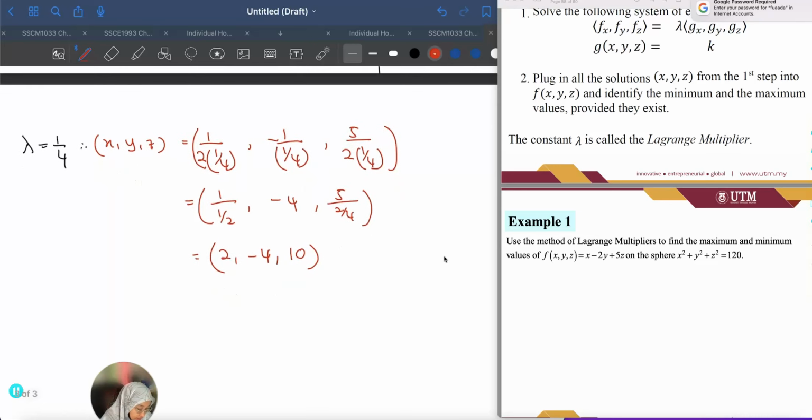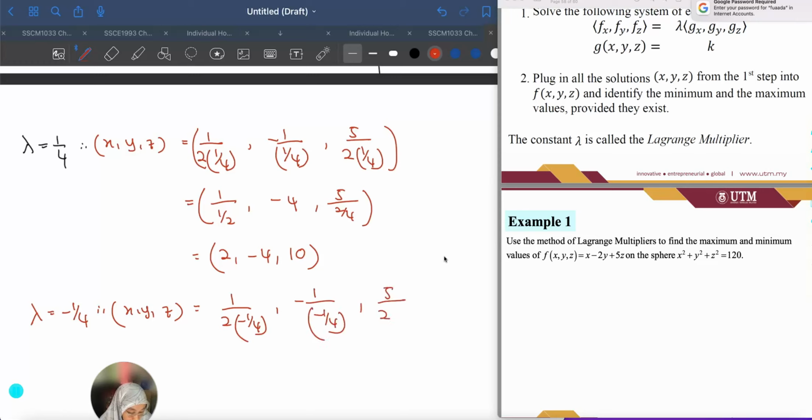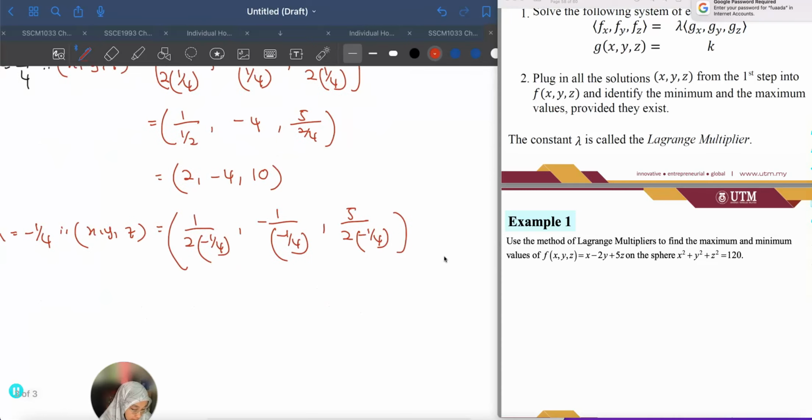And then the other one is negative 1 over 4. So therefore, you can have another point. So we substitute for the x is 1 over 2, negative 1 over 4, negative 1 over negative 1 over 4, and then 5 over 2 times negative 1 over 4. And then we simplify.